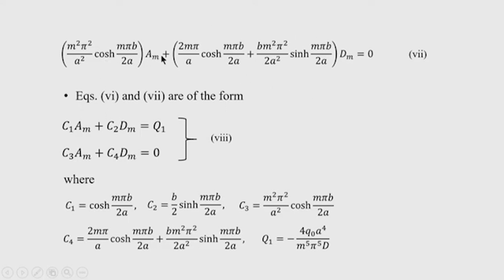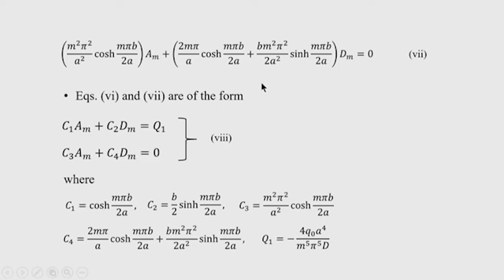So, these two equations are of the form, say C 1 A m plus C 2 d m equal to Q 1, this is one equation, and another equation is C 3 A m plus C 4 d m equal to 0. So, because of the loading, we get this as non-zero term Q 1. Okay. So, two equations are obtained and two unknowns, and these are algebraic equations, and this can be very easily solved, where the C 1 are the coefficients that can be collected from this expression, and you can see that this is the second equation, after imposing the boundary condition on bending moment.